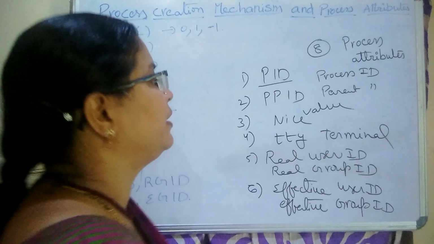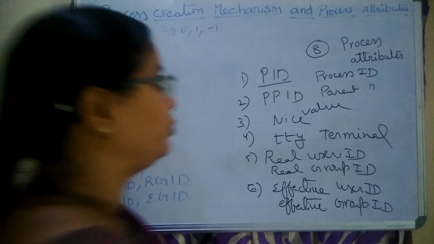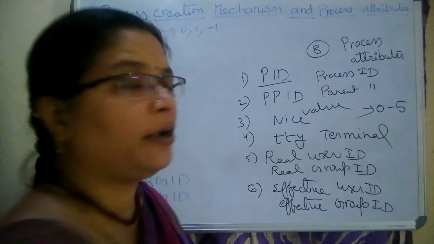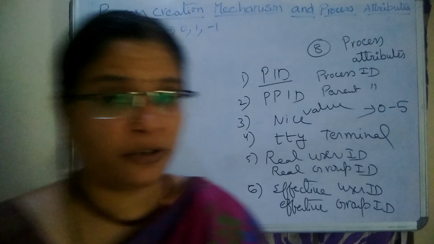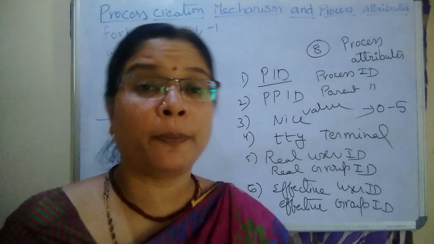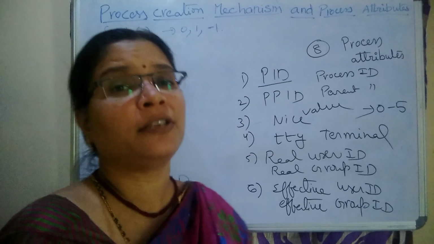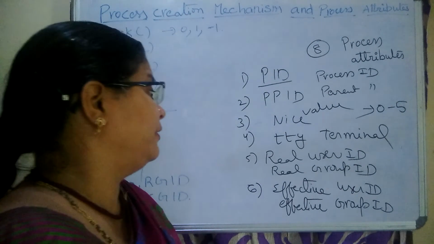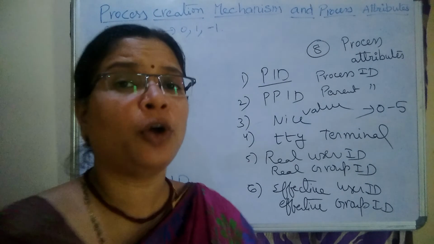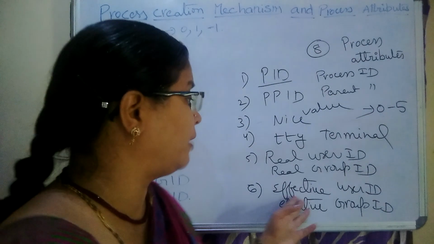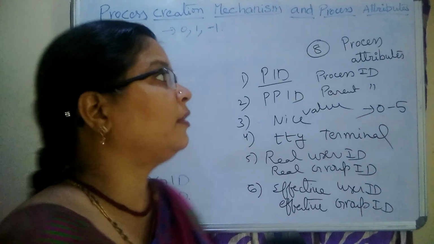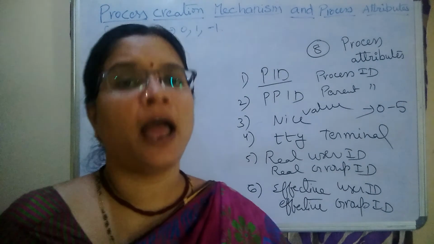All these are the various attributes relevant to the process attributes. The first one is the process ID. The next one is the parent process ID. The third one is the nice value for prioritizing that particular process, in what priority it has. And the next are the real user who created it, which group it belongs to, and the effective user ID as well as the effective group ID. All these are the various process attributes.